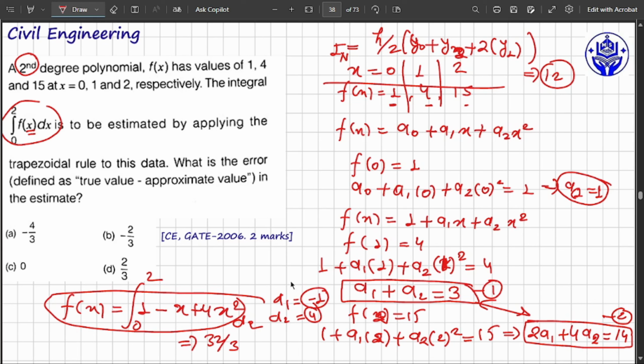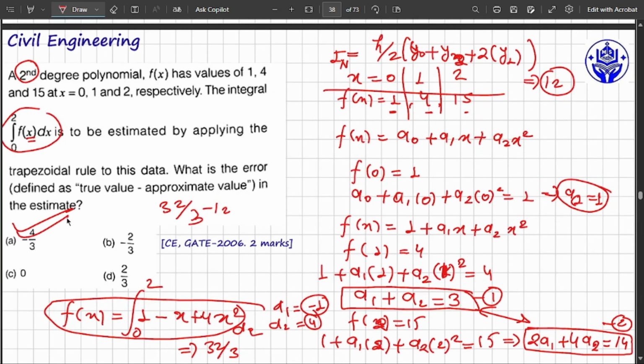Now, what is the error? The error is 32 by 3 minus 12, and it is minus 4 by 3. Why is it minus 4 by 3? If there is an option 4 by 3, then we can't choose that, because they have defined the formula as true value minus approximate value. There is no mod here. So keep these things in your mind.